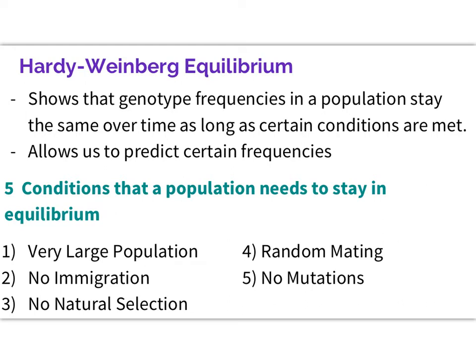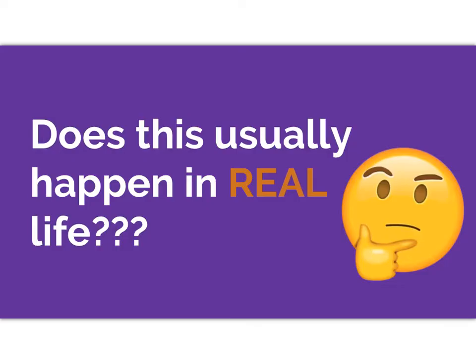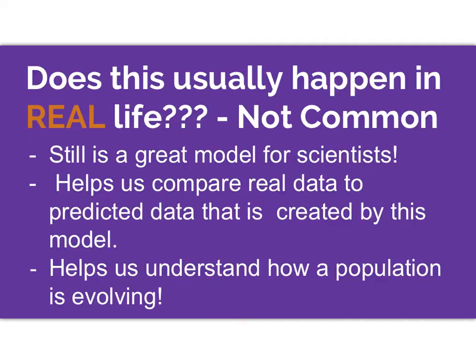For this equilibrium to occur, we have to have 5 conditions that must be met within that population. This includes having a very large population, no immigration, no natural selection, random mating, and no mutations. Do you think it is common for a population to have all 5 of these conditions? It is possible, but just not very common. Even though it's not very common for a population to meet all 5 of those conditions, it's still a great model for us to use as scientists. The Hardy-Weinberg equation allows us to compare data that can help us understand if a population is evolving.